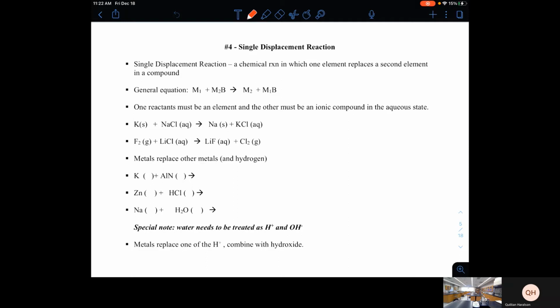All right, now moving on to the fourth reaction. So we're going to take a look at what is called a single displacement reaction. Now, if you look at the definition, it says a chemical reaction in which one element replaces another element in a compound. So I'm going to talk about this the way that we talked about it in class.